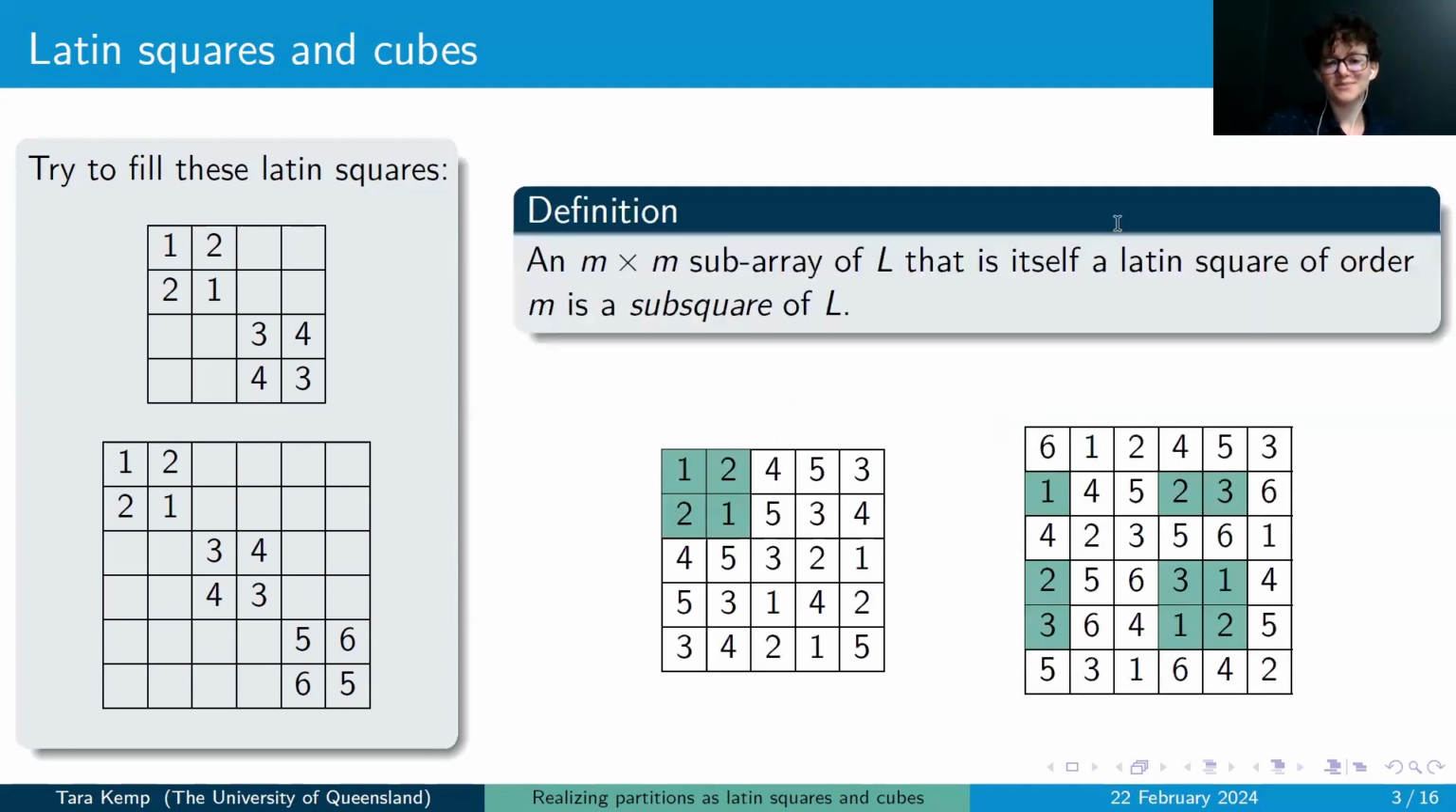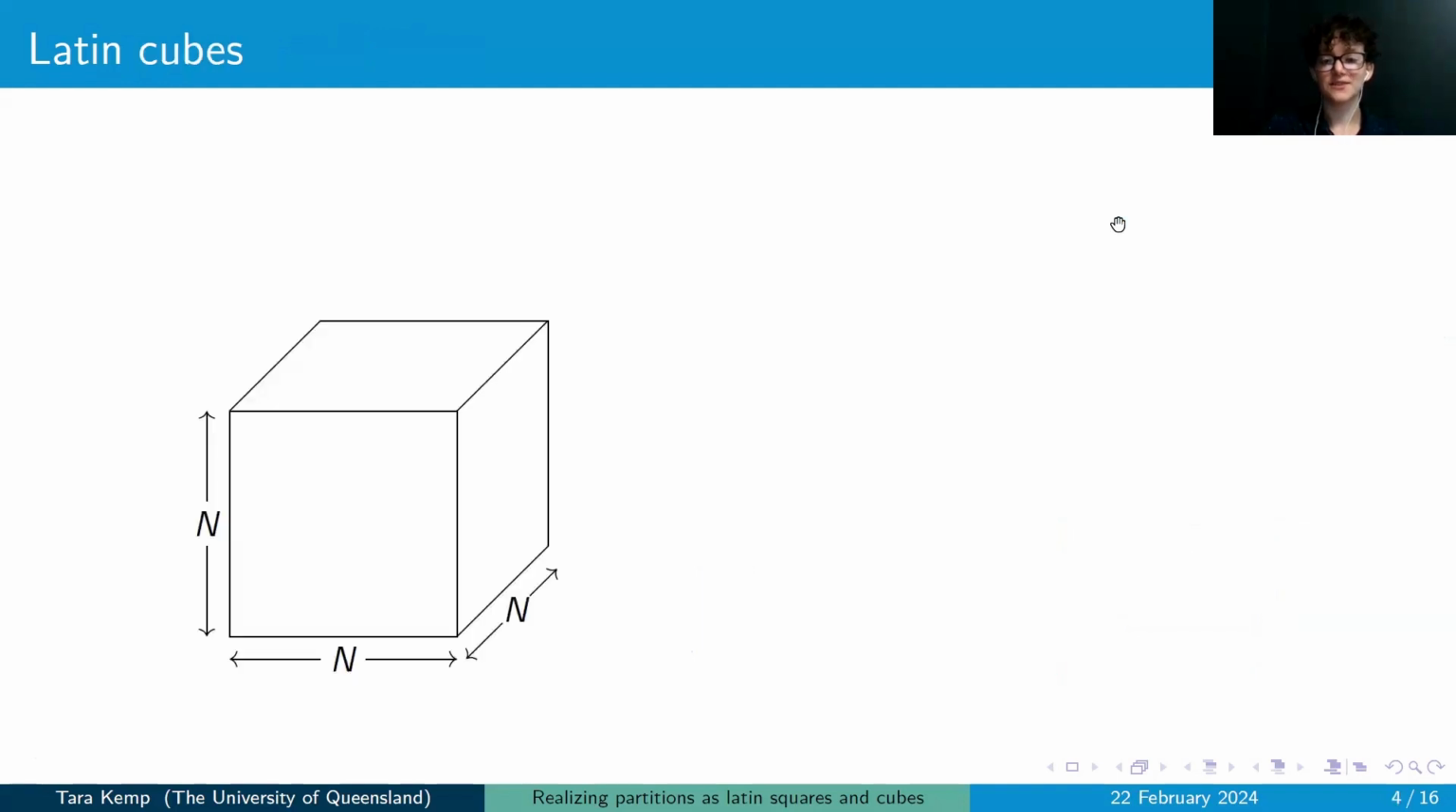A subsquare of a Latin square is a smaller Latin square within a Latin square. I've got two examples here. You can see the first one is a 2 by 2, an order 2 subsquare of a Latin square. And the second one is an order 3 subsquare of an order 6 square. So a subsquare is just a smaller Latin square within a Latin square. The second one shows they don't have to be nicely in consecutive rows or columns. They can be spread out, because permuting the rows and columns of a Latin square still gives us another Latin square.